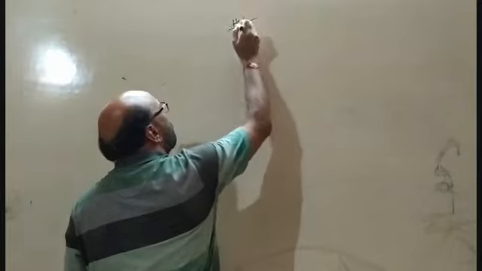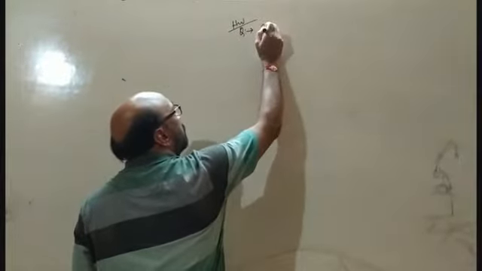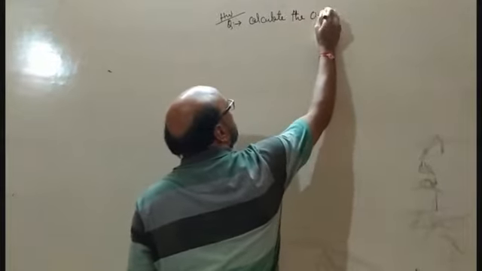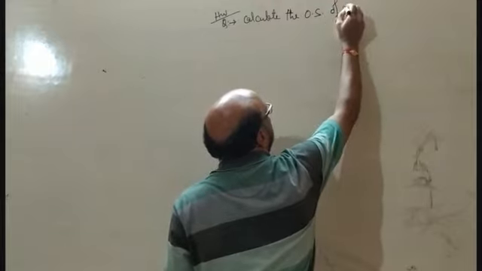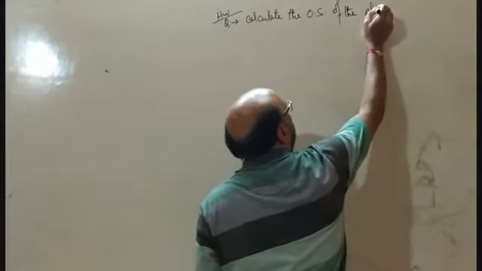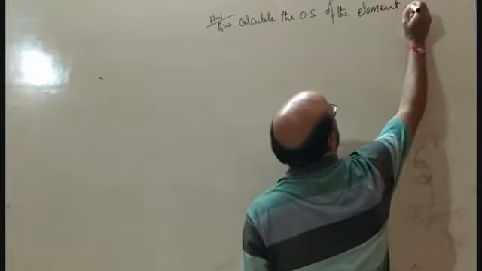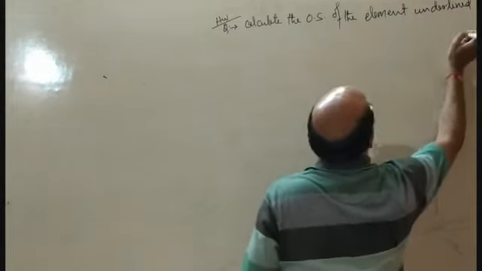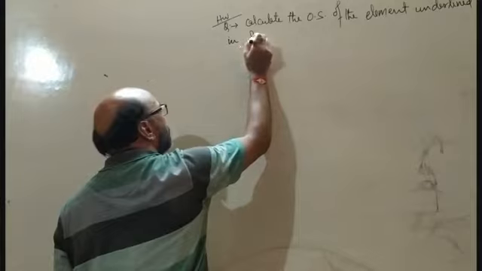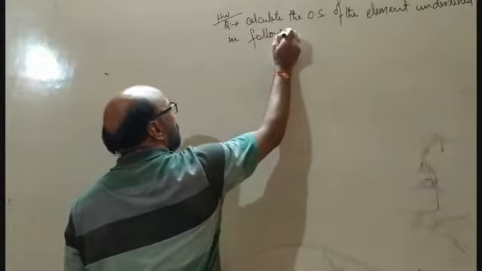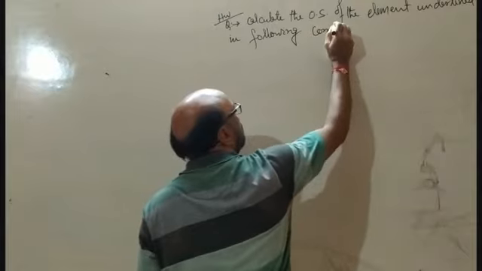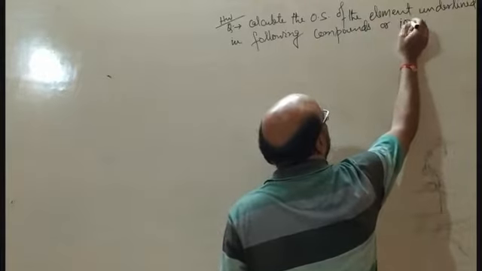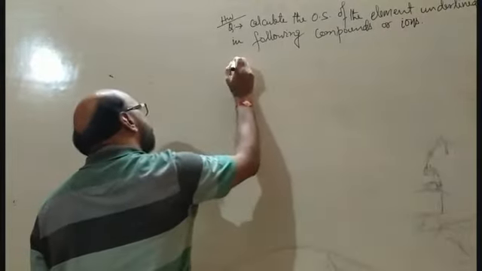Now the same question as your homework. Calculate the oxidation state of the element underlined in the following compounds or ions.